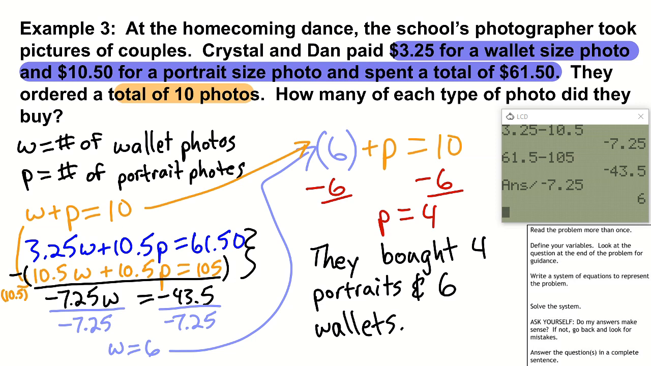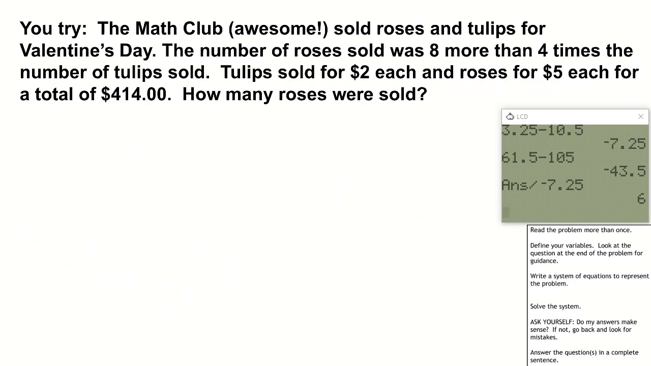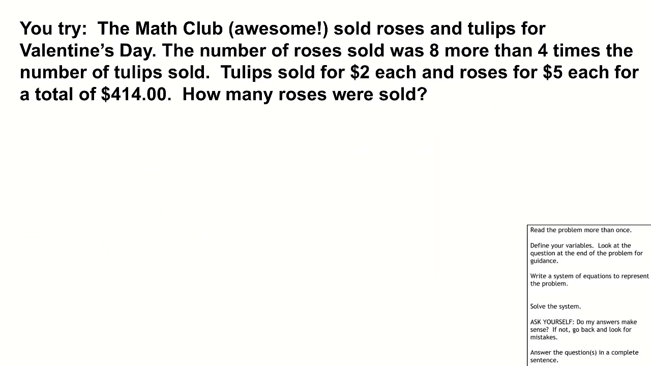Questions? Give me some feedback here. How are you guys doing on this? Have a look at this problem, and you're going to do your best to answer this question. Make sure you follow those steps. Read the problem more than once, define your variables, look at the question at the end of the problem for guidance, write a system of equations to represent the problem, solve the system, ask yourself, do my answers make sense? If not, go back and look for mistakes. Answer the questions in a complete sentence.